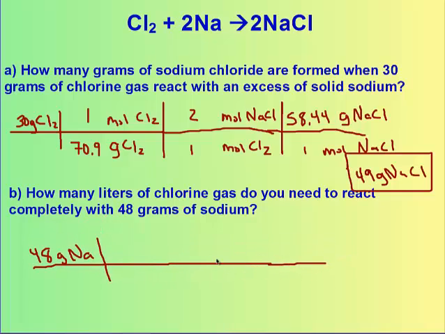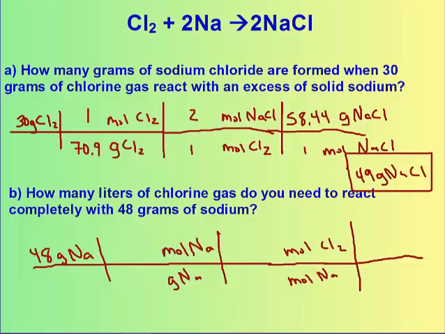So they gave you 48 grams sodium. So we're going to have to convert our grams to moles. And then moles of sodium to moles of chlorine. But we don't want moles of chlorine. We want liters of chlorine. Now we can go fill in everything.